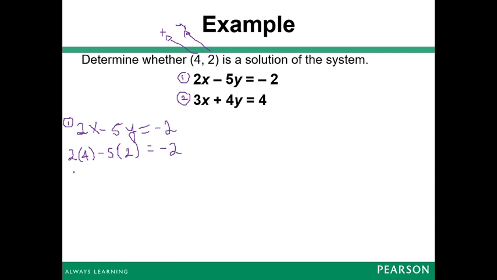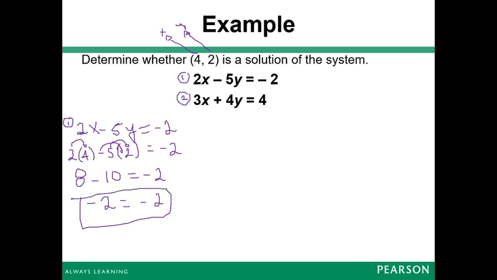Now, remember that we have to multiply 2 times 4, 8. Now, minus times plus, because this 2 is positive, minus. Now, 5 times 2, 10. Equal to minus 2. 8 minus 10 is minus 2, equal to minus 2. Excellent. So we have that it is a solution of this system equation.